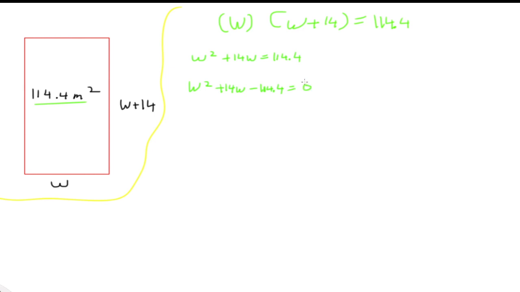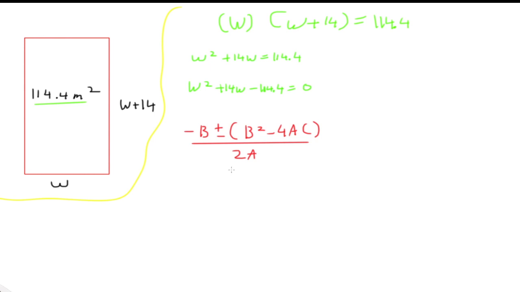Okay. Now, once we've got this, we want to find out what w is. The only way we can do this is using our rule that we discovered 2 videos earlier, which is negative b plus or minus the square root of b squared minus 4a times c, and divide the whole thing by 2a. So what we can conclude from here is that a, the number in front of w squared, is 1, b will be 14, and c will be negative 114.4.